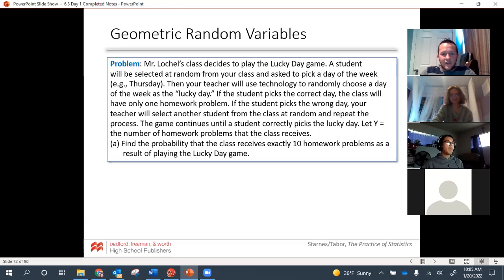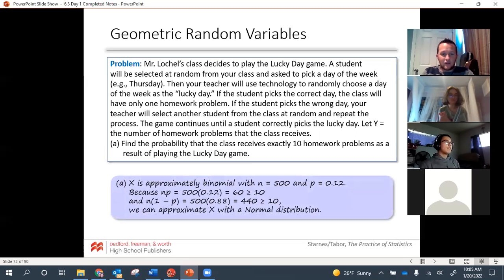Find the probability that the class receives exactly 10 homework problems. So if they had 10 homework problems, how many times did they guess incorrectly? Help me out here, guys. That means I think they got it right on the 10th person. So that means they would have 9 failures. And then on the 10th, they would get it right. Because if the first person gets it correct, they just have 1. So if the 10th person gets it correct, it's 10. So what that means is we're going to have 9 failures.